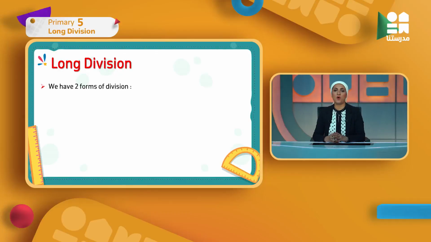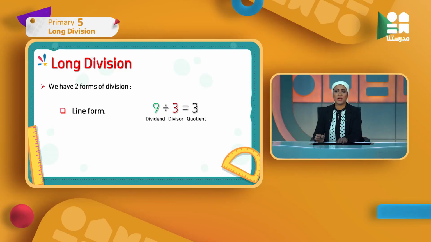We have two forms of division. The first form is line form. Line form means that I write the numbers beside each other, all in one row. As shown in the example here, 9 divided by 3 equals 3.